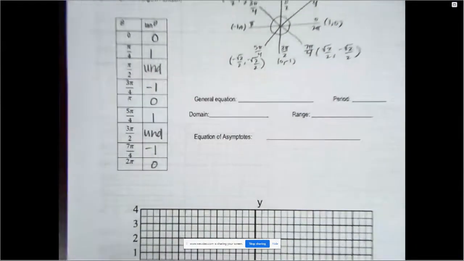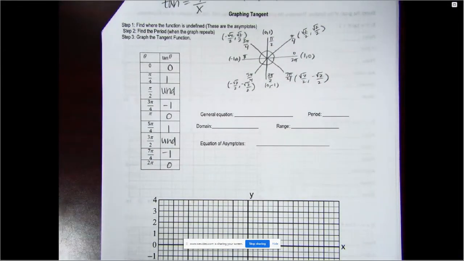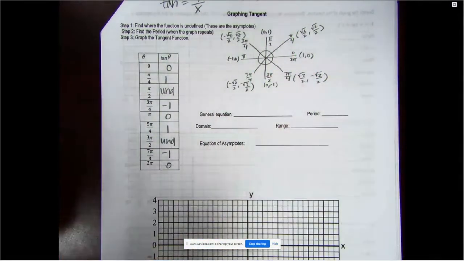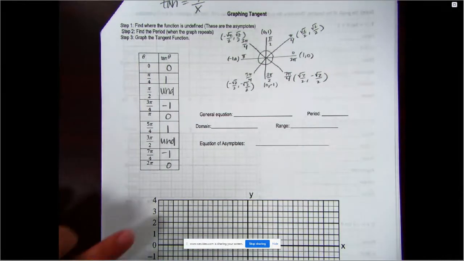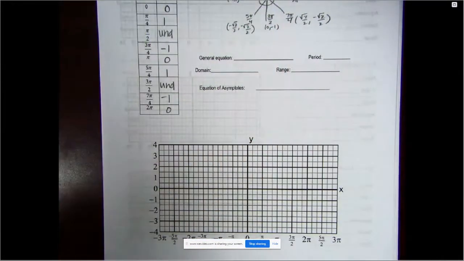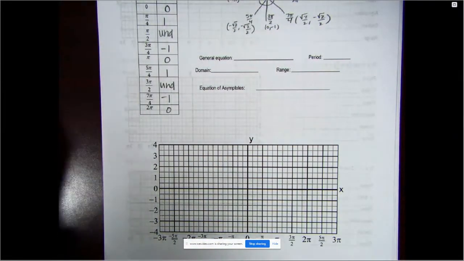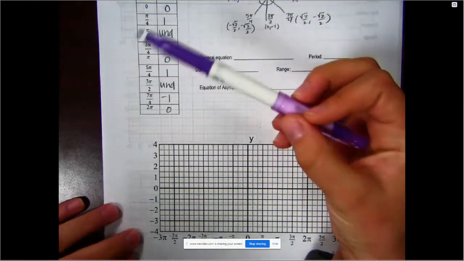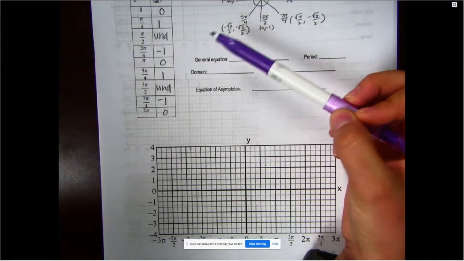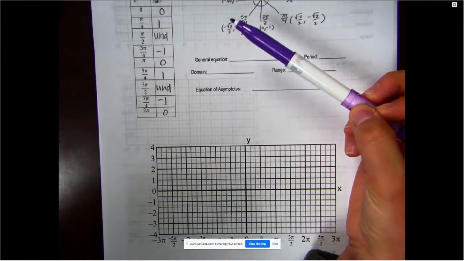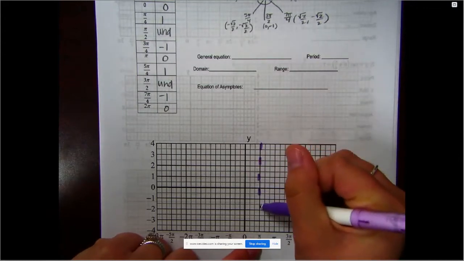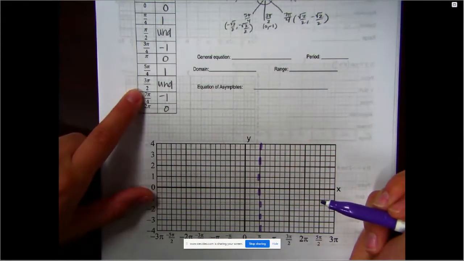Okay, so that's the table for tangent that we're about to graph, and we got these from our unit circle coordinates. So let's go and look at our graph now. We need to plot these points. The first thing I'm going to do is take a different color, like a highlighter, and plot the undefines. Undefines are your asymptotes. So at pi over 2 and 3 pi over 2.